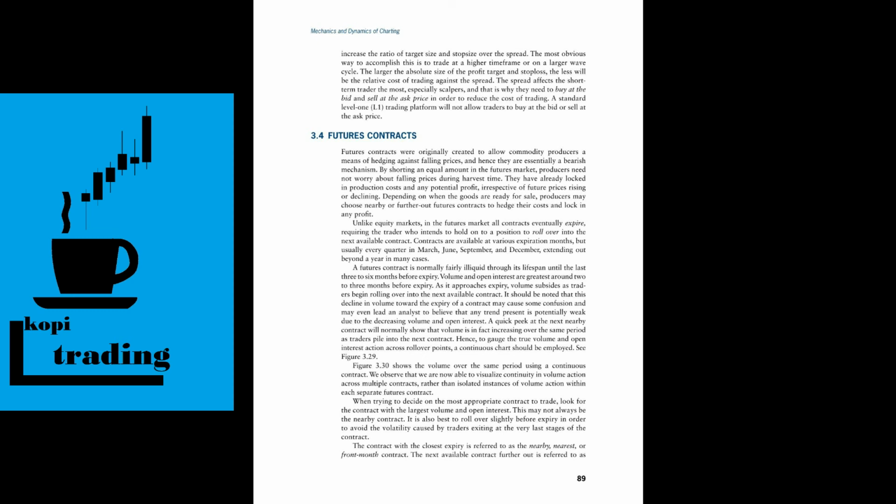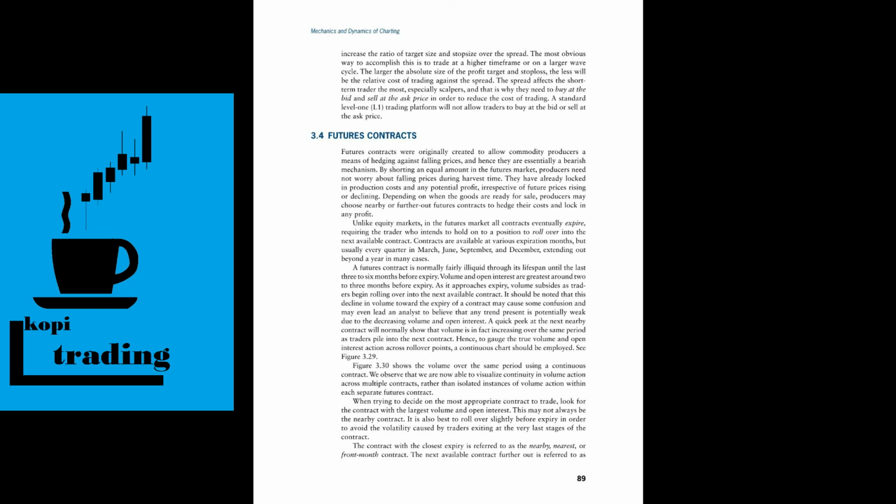Futures contracts were originally created to allow commodity producers a means of hedging against falling prices, and hence they are essentially a bearish mechanism. By shorting an equal amount in the futures market, producers need not worry about falling prices during harvest time. They have already locked in production costs and any potential profit irrespective of future prices rising or declining. Depending on when the goods are ready for sale, producers may choose nearby or further out futures contracts to hedge their costs and lock in any profit.